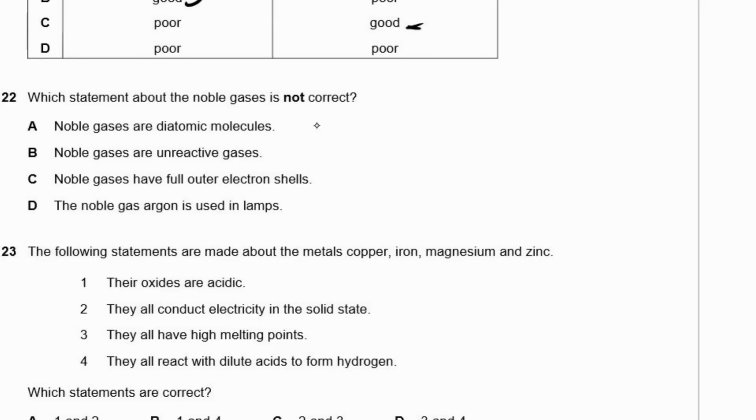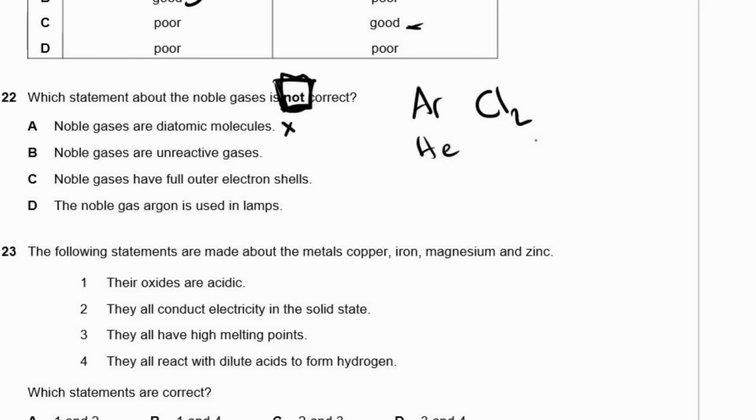Question 22. Which statement about noble gases is not correct? Always double check when it says not, that you read this carefully. So A. Noble gases are diatomic molecules. Nope, noble gases are just single. So we have argon is just plain argon. We have helium, just plain helium. I'm not going to go through them all, but they're not diatomic.